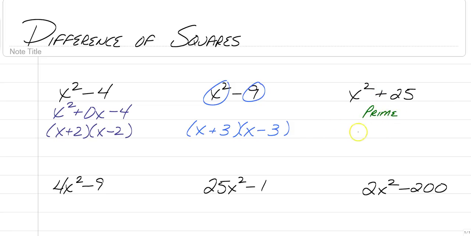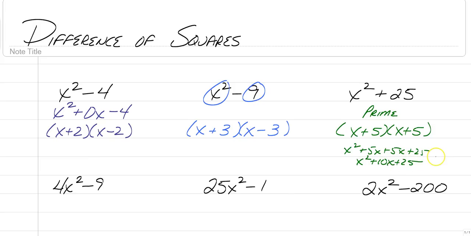And if you don't believe me, and you want to say, no, I think it's x plus 5 times x plus 5, then I'm going to tell you to go FOIL that. x times x is x squared, and then x times 5 is 5x, and x times 5 again is 5x, and then 5 times 5 is 25, and you get x squared plus 10x plus 25. That obviously does not equal x squared plus 25. So again, it only works if it's the difference of two perfect squares. So your answer is prime.